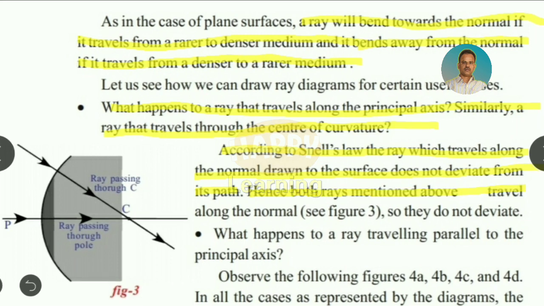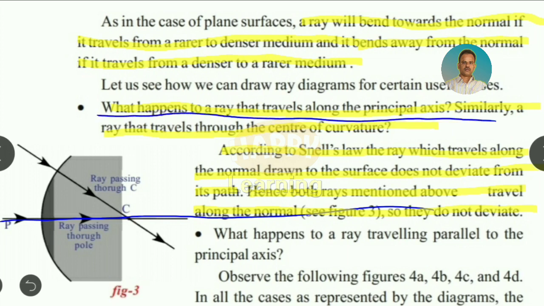Hence, the rays mentioned above travel along the normal, so they do not deviate. Okay. This is one ray passing through the center of curvature. It is along the principal axis. So here it is given. What happens to a ray that travels along the principal axis? So this is the ray passing along the principal axis.